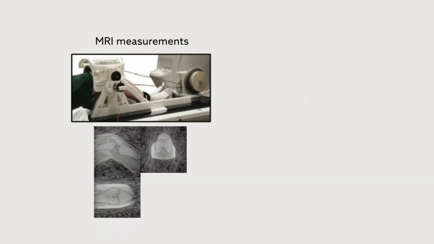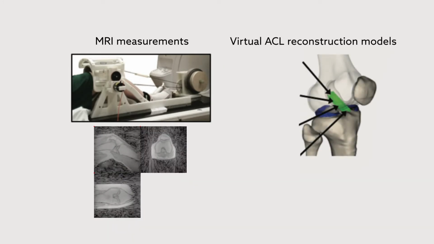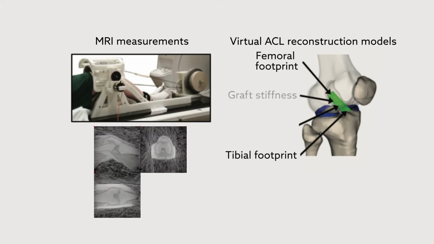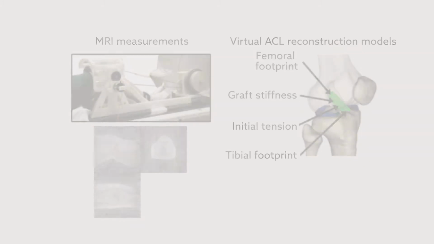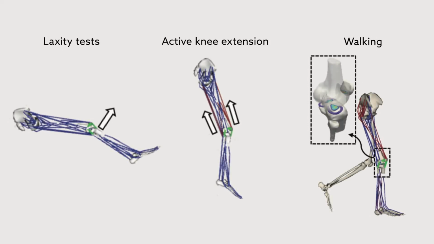The team also constructed 500 virtual ACL reconstruction models based on a previously validated computational model of the knee. The models captured a range of different ACL tunnel locations, graft stiffness, and initial tension, and they were used to simulate laxity tests, active knee extension, and walking.